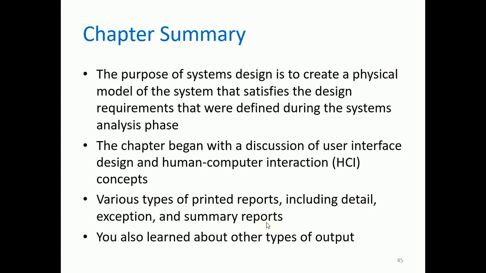Okay, so chapter summary for user interface design. The purpose of systems design is to create a physical model of the system that satisfies the design requirements that were defined during the system's analysis phase. The chapter began with a discussion of user interface design and human-computer interaction, or HCI concepts, and then various types of printed reports, including detail, exception, and summary reports. You also learned about other types of output.